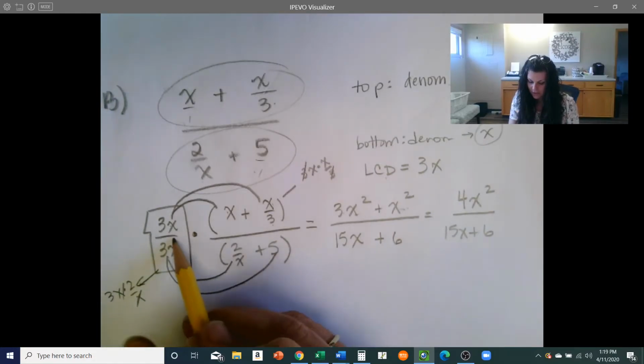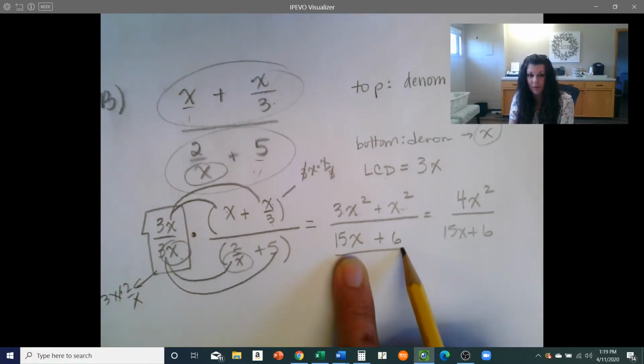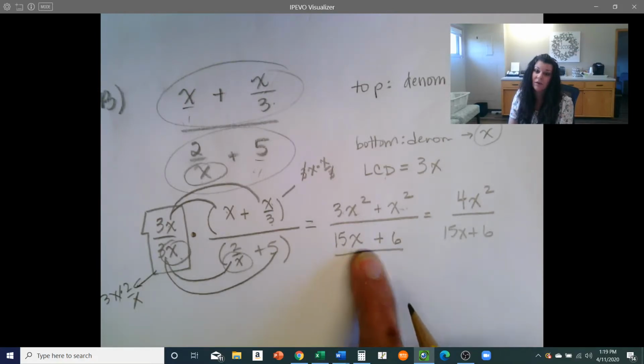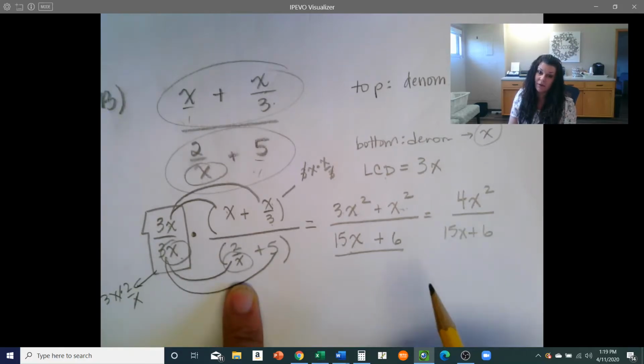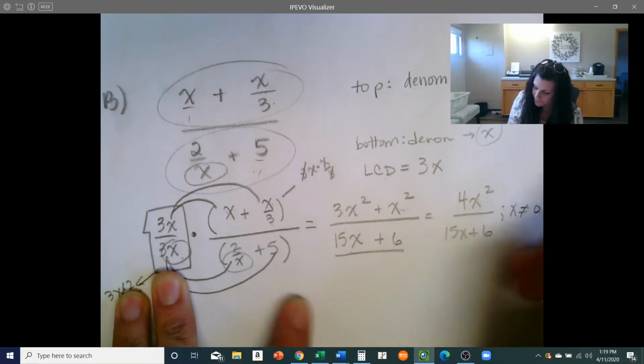And notice here I have an x in the denominator that doesn't show up as its own factor. It's here, but it's not its own factor here. It's part of 15x plus 6. I don't see this anywhere though. So I know that x cannot be 0.